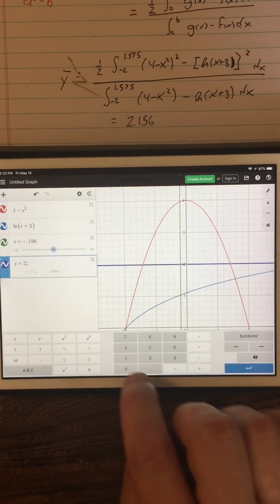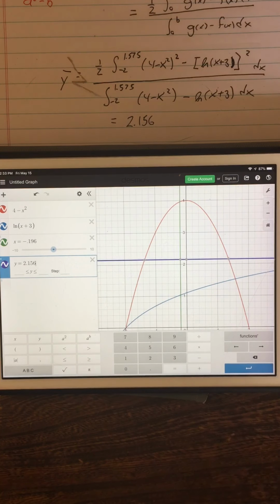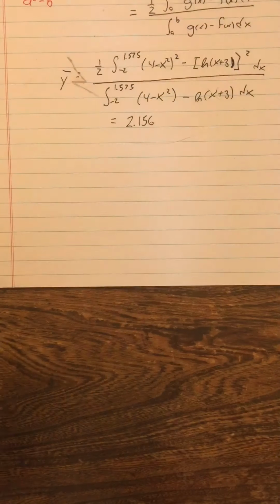So if I come back to my graph of this shape, and I put in the equation y equals this number, which is 2.156. Now, this point right here, that is the center of mass of this shape. All right. Now, the cool thing is that we can actually cut out this shape and demonstrate that. So that's what's coming next.